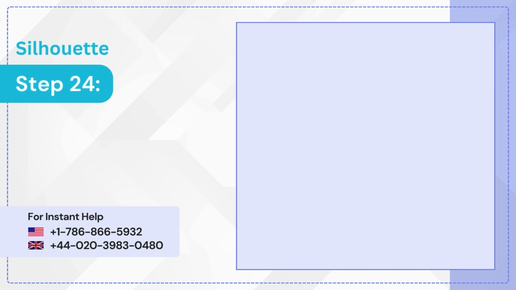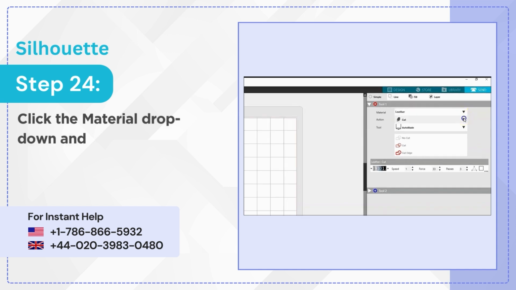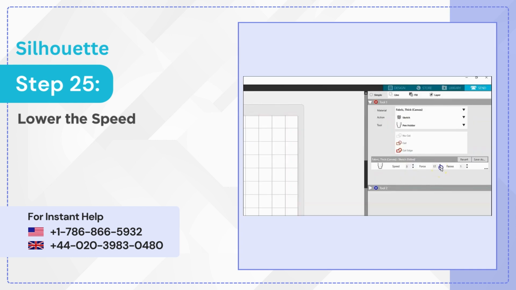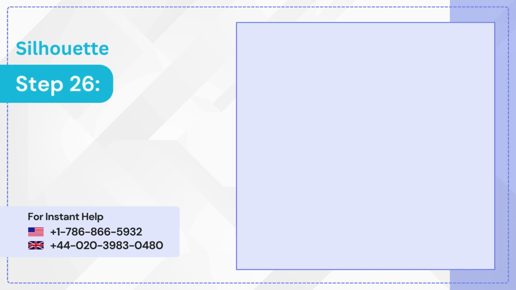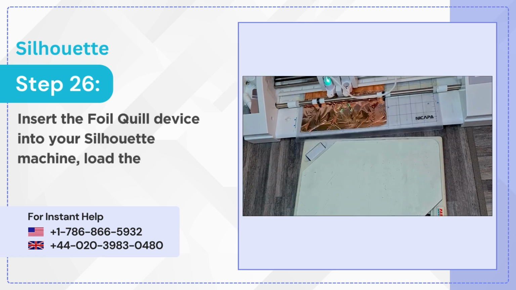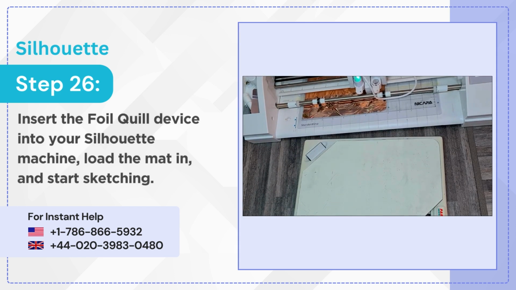Step 24. Click the Material drop-down and select Fabric, then set the action to Sketch. Step 25. Lower the speed and force under the settings. Step 26. Insert the foil quill device into your Silhouette machine, load the mat in and start sketching.